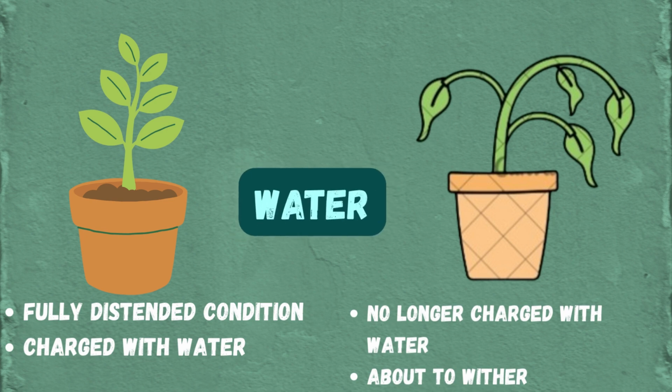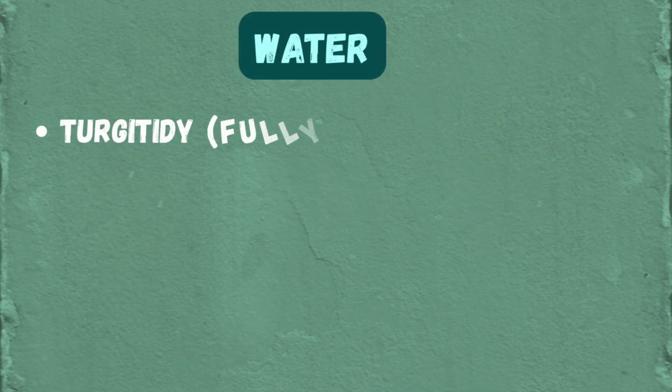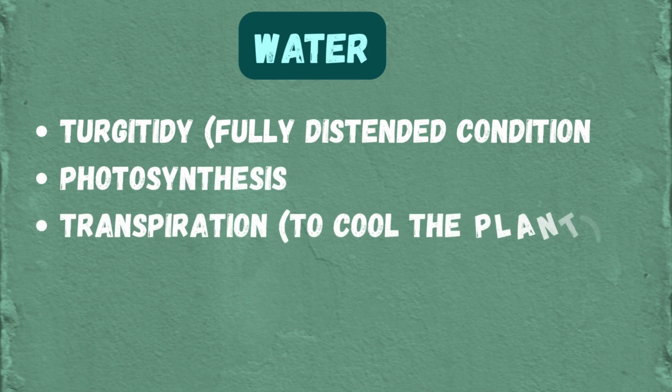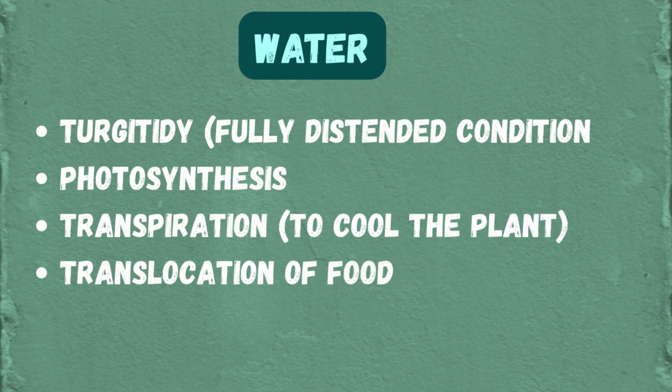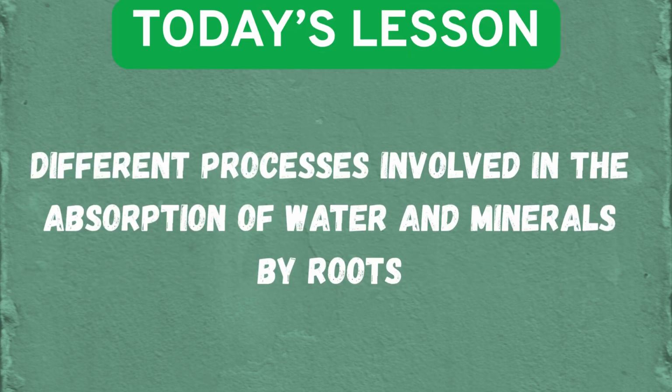We all know how essential water is for a plant as it helps in turgidity, which is the fully distended condition. It helps in photosynthesis and transpiration to cool the plant and also in translocation of food. We will discuss these topics in our upcoming videos, but in today's lesson, let's focus on the different processes involved in the absorption of water and minerals by roots.